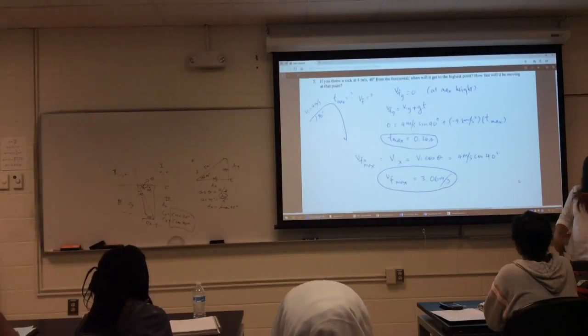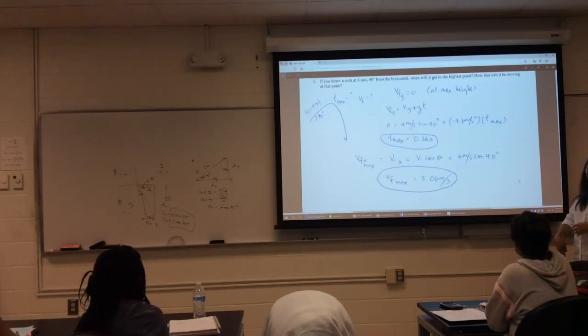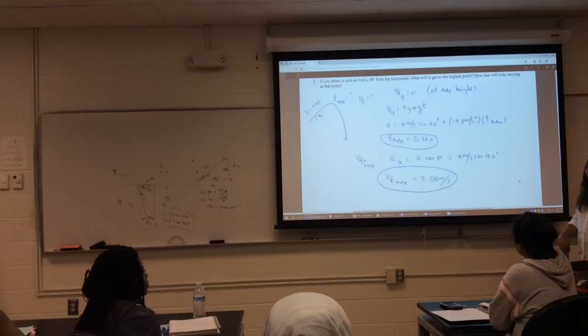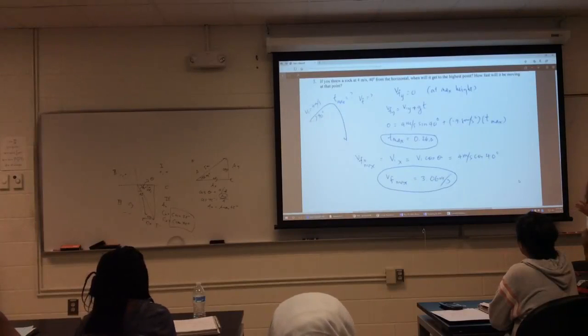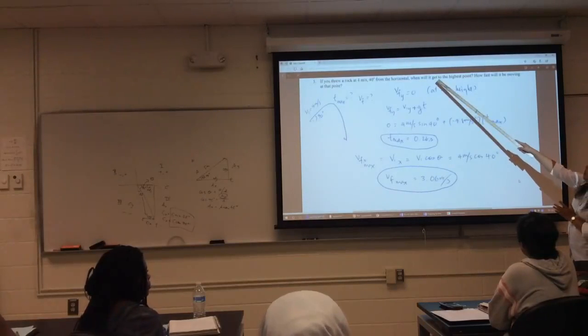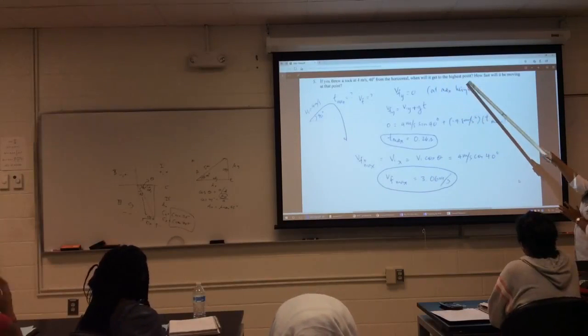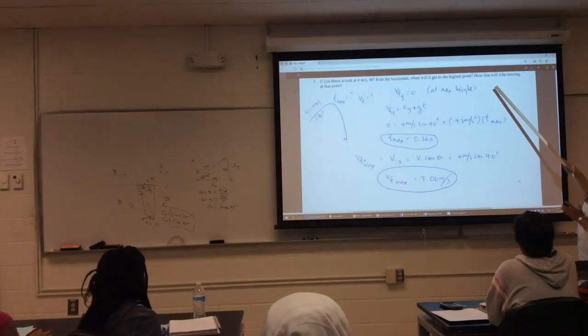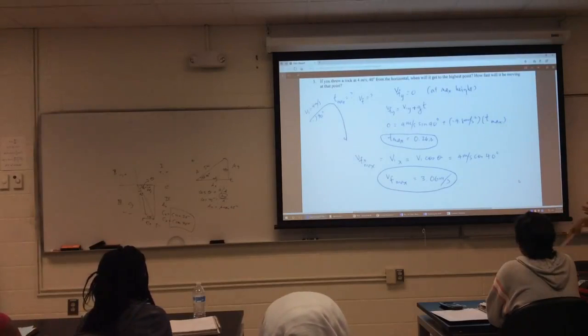Can you see it's theta? That is theta with respect to the x-axis. So I'm hammering that to make you remember that is our idea of theta. All right? So there are two questions here. When will it get to the highest point? And then how fast will it be moving at that point?